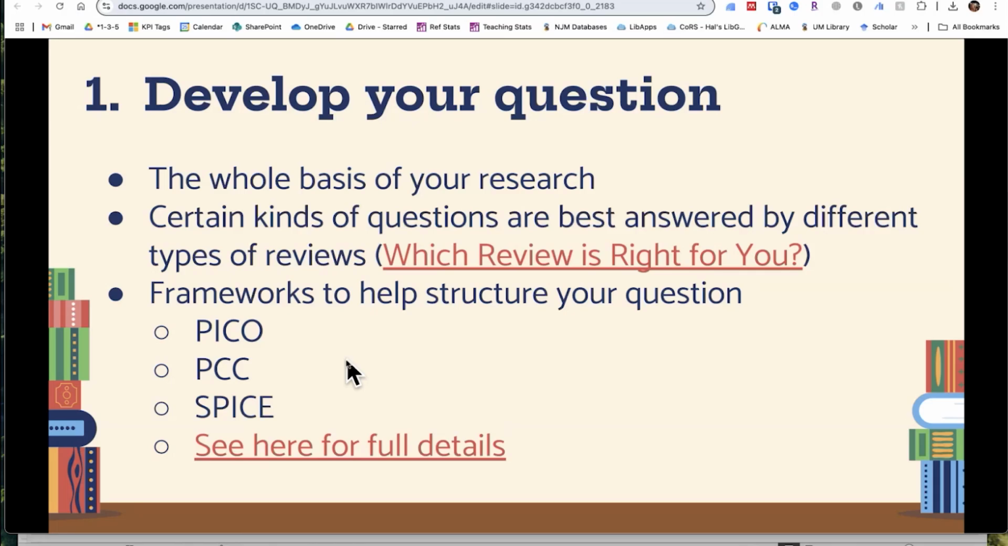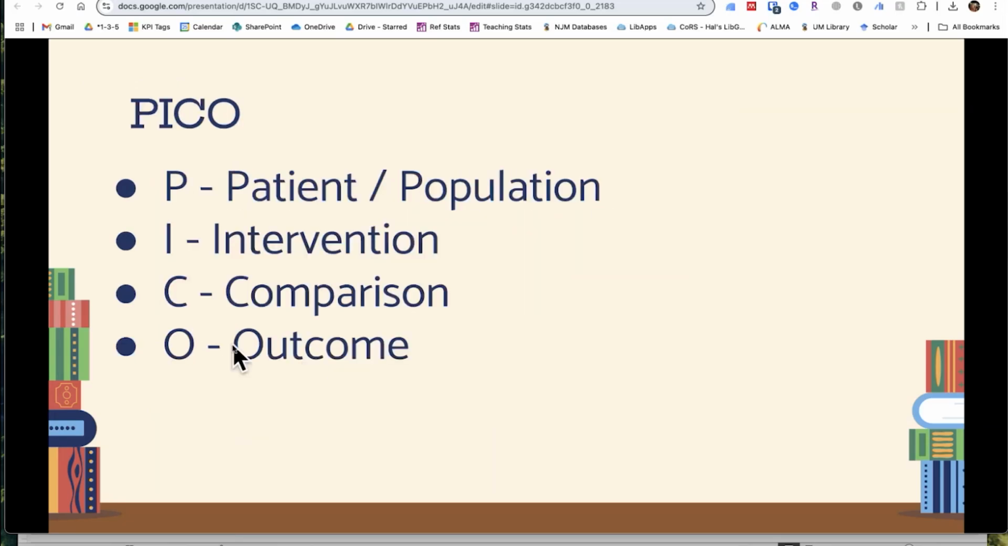What happens a lot is people have a general area of interest. They want to know more about a topic, but they're not trying to answer a specific question. And so there exist different frameworks to help you structure your question, just to clarify your own thinking.